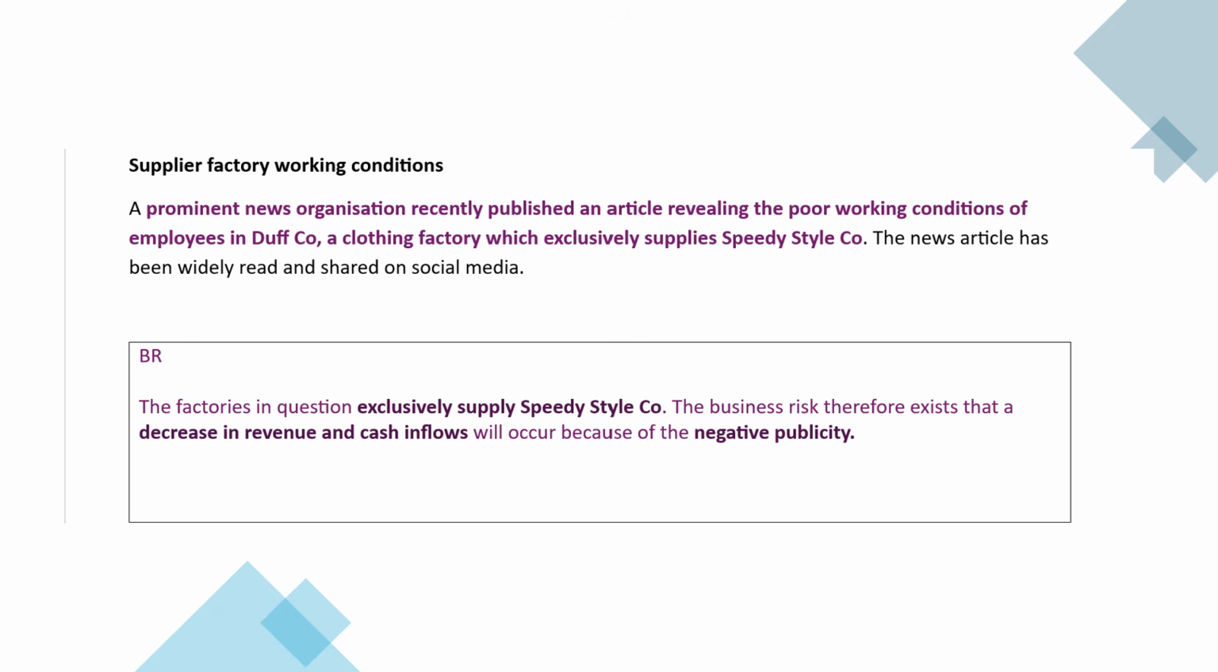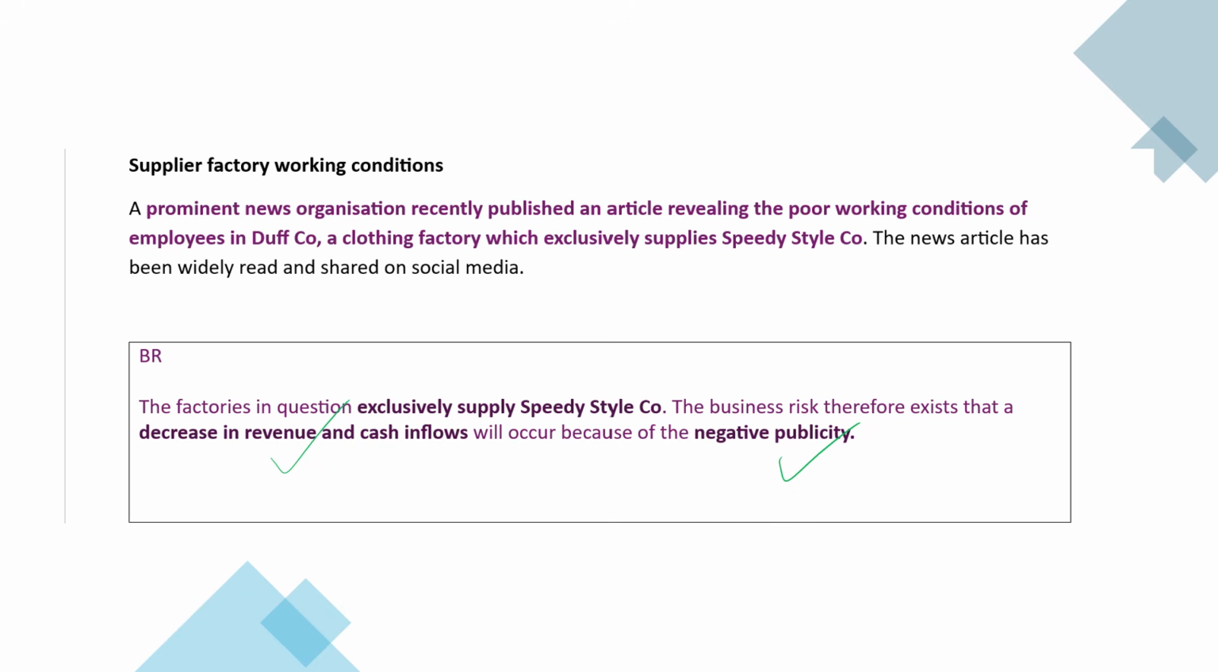We have some more information given. A prominent news organization has published an article saying that there are poor working conditions of employees in a clothing factory, which exclusively supplies products to my client. And the news article has been widely read and shared on social media. There is a very obvious risk attached to negative publicity, and this could affect my revenue and cash flows. So remember, all risks ultimately are problems because they are going to reduce my inflows and my revenue.